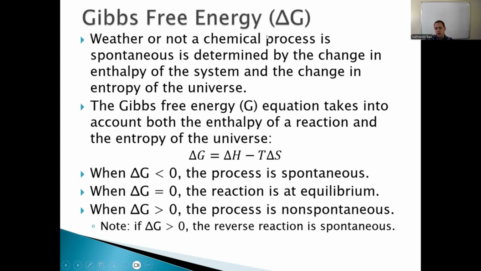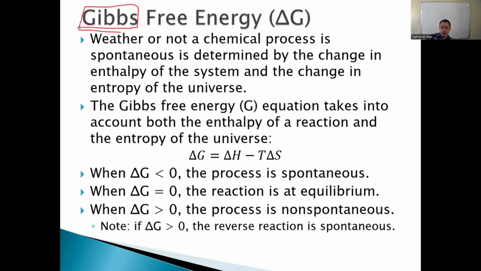All right, folks. So now we got delta G, the last of the three thermodynamic values. Delta G is called Gibbs free energy, named after a physical scientist or physicist, Gibbs. Gibbs free energy takes into account both enthalpy and entropy and temperature, because entropy is temperature dependent. So if you want to know whether or not a reaction is spontaneous or not, the Gibbs free energy is going to tell you that.